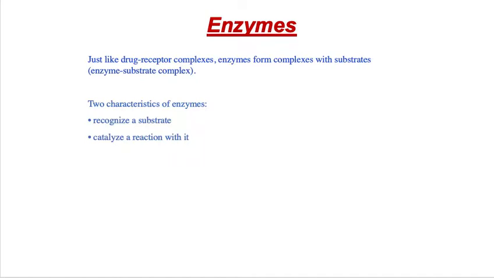So, just like we talked before about drug receptor complexes, and like we were saying last time, completely analogous to this is enzyme substrate complexes. What the enzyme does is it recognizes a substrate and it catalyzes a reaction with it. So, different than what we talked about with drug receptor complexes, the enzyme is going to change its substrate, right? It's going to make a chemical reaction on the substrate, and that's what we're looking at with enzymes.